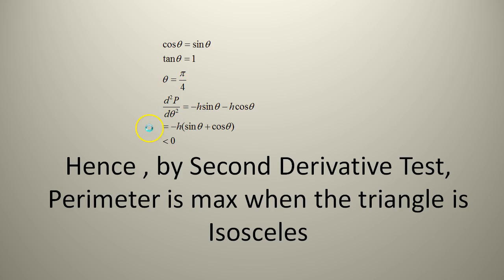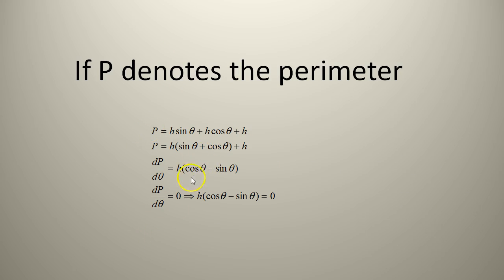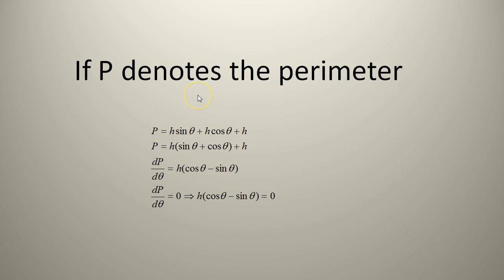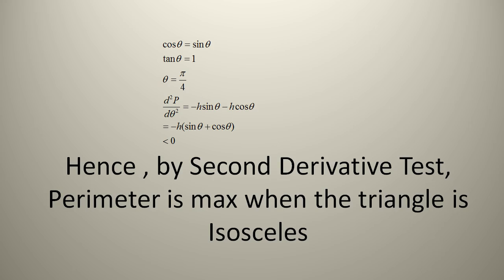Now take second order derivative d2p by d theta squared. Derivative of cos theta is minus sin theta, derivative of sin theta is cos theta. So d2p by d theta squared becomes minus h sin theta minus h cos theta. That is minus h into sin theta plus cos theta, and since theta is an acute angle, sin theta and cos theta are positive. So the second order derivative of p, that is d2p by d theta squared, is less than 0. So by second derivative test, perimeter is maximum when the triangle is isosceles.